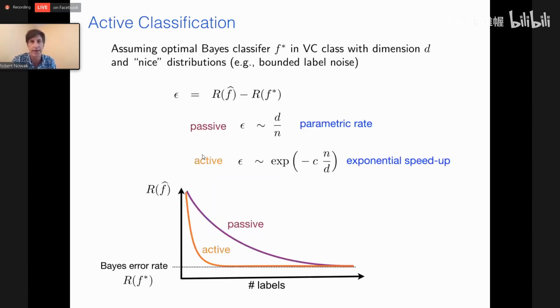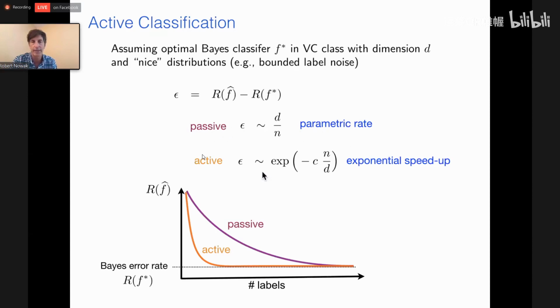And I'll just summarize it here as follows. If the optimal Bayes classifier, F star, is in a known VC class with some finite dimension D, and we have really nice distributions, for example, bounded label noise, then the difference between the probability of error of our learned classifier F hat and the minimum probability of error, the Bayes error rate, is going to decrease like dimension over number of labeled examples in the passive case. That's the so-called parametric rate.